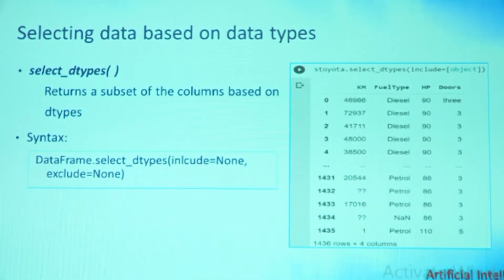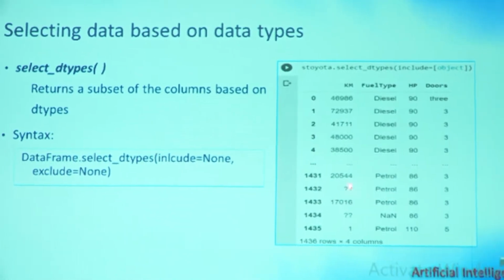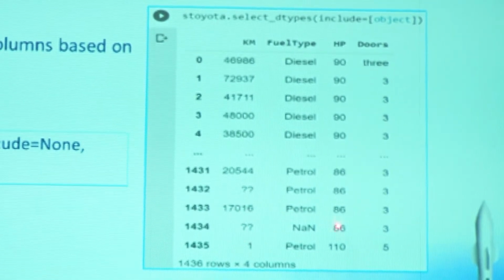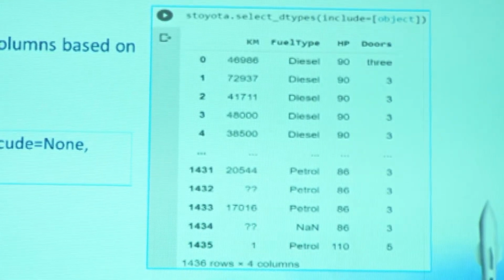Now you can see here, once you look at those object types very clearly, 1432 rows of kilometer, 1434 rows of kilometer. So you can see there are some missing values and null values and unique values of question marks, right? Because of that, it has been taken as an object. So that's our primary focus.